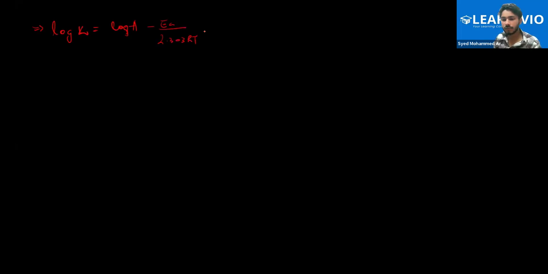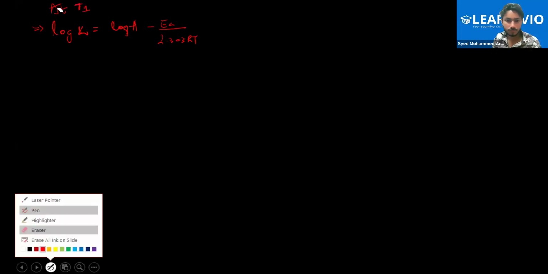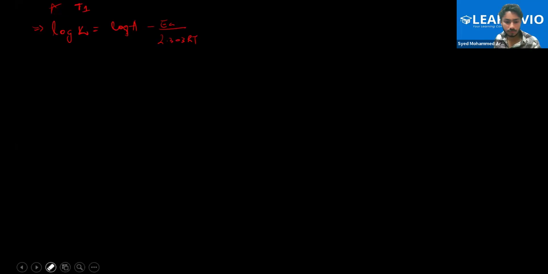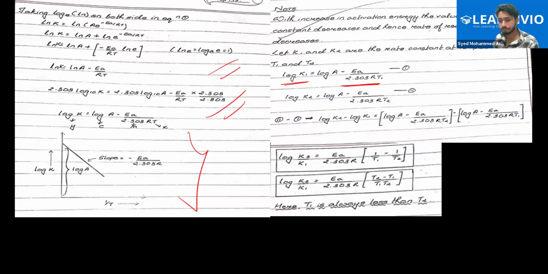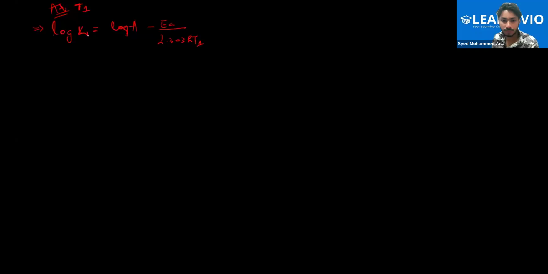This is the equation that I have got. So this one would be at T1 temperature, and the rate constant would be K1. So this one is K1. Now this is at T2 temperature, with rate constant K2.